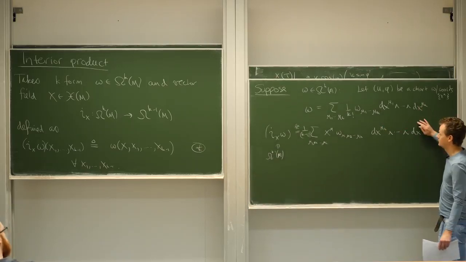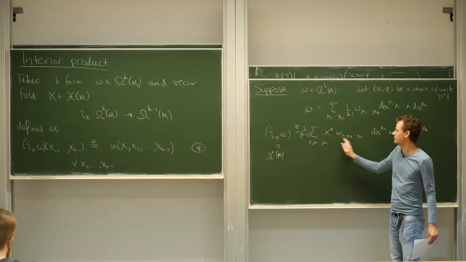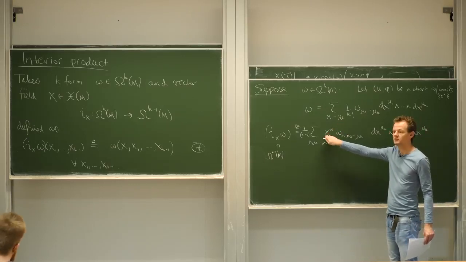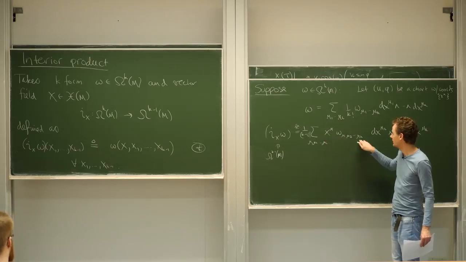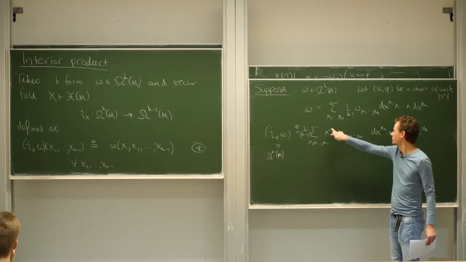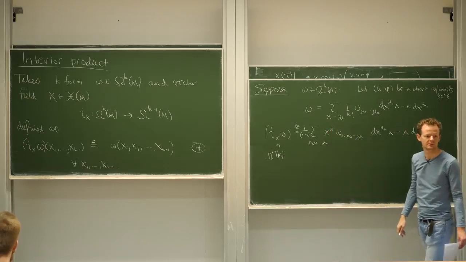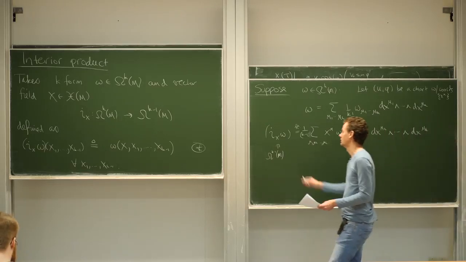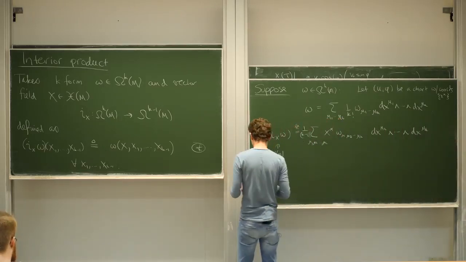So if you forget these basis things here and just look at how these things are defined in terms of components, you just take a tensor omega with k indices, another tensor with 1 index, and you contract over the repeated index to get the coefficients in the new k minus 1 form.